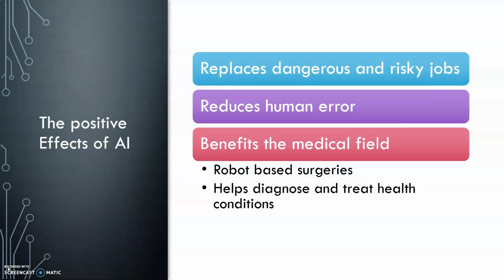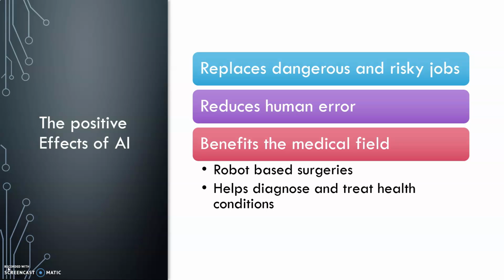So let's look at some of the positive effects of AI. Starting off, a really positive effect that AI has is that it replaces dangerous and risky jobs. Robots that use AI can replace these dangerous jobs that are traditionally done by humans, and this mitigates the risk of injury and death in the workplace. For instance, some of these dangerous tasks may be things like lifting heavy objects or working with hazardous materials, and an AI robot can perform these tasks with more safety than a human could.